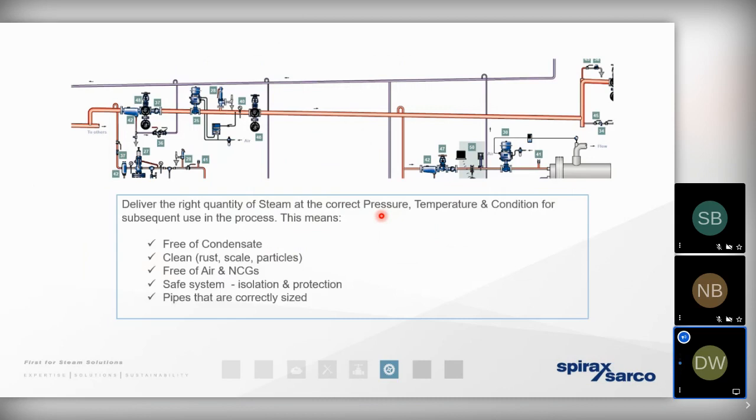We want to keep the steam free of rust, scale, other particulates that can have an insulating barrier to heat exchange and cause problems with erosion of sensitive pieces of equipment. We want to vent the air away because it causes corrosion and because it's a barrier to heat exchange. And we want to size the pipes correctly.